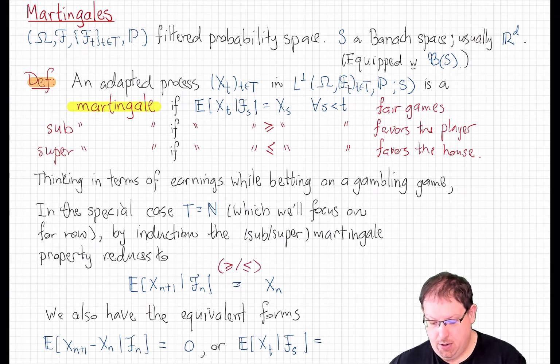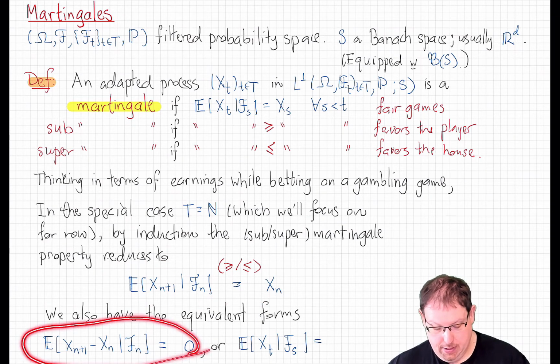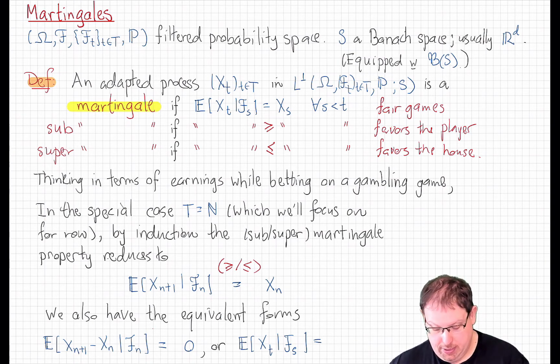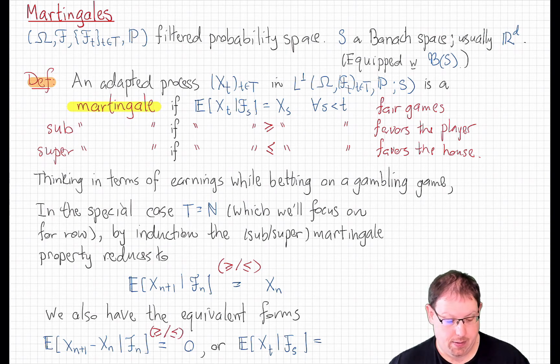Now, seeing as how X_n conditioned on F_n is itself, we can subtract and write this equation equivalently like this. That is how we motivated it in the previous lecture. The conditional expectation of the increment X_{n+1} minus X_n given F_n is 0. That's what it means to be a martingale. To be a sub-martingale means that that's positive, and to be a super martingale means that that's negative.